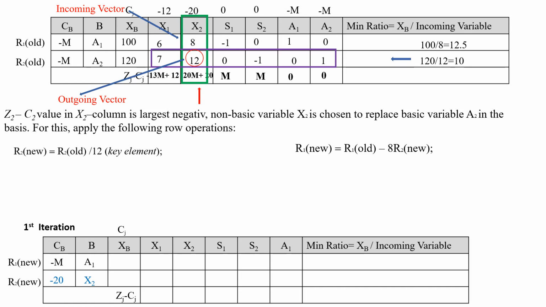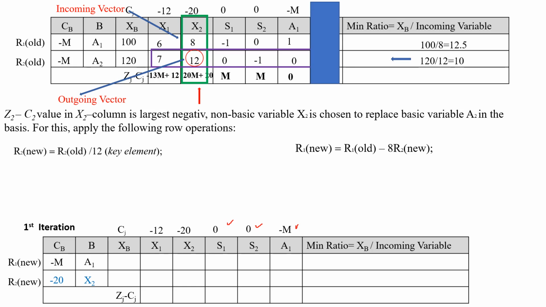Next, Cj values are the same as in the old simplex table, that is x1 cost coefficient is minus 12, x2 cost coefficient is minus 20, s1 cost coefficient is 0, s2 cost coefficient is 0, a1 cost coefficient is minus M. Here we are removing the A2 column in the new simplex table because the A2 variable is the outgoing variable.